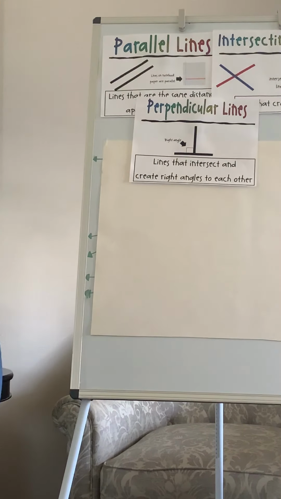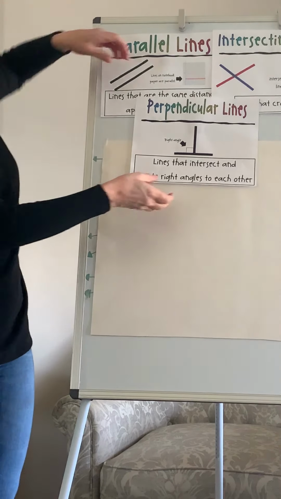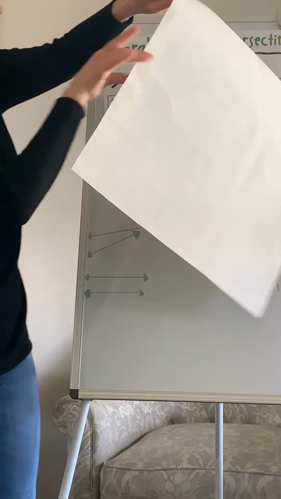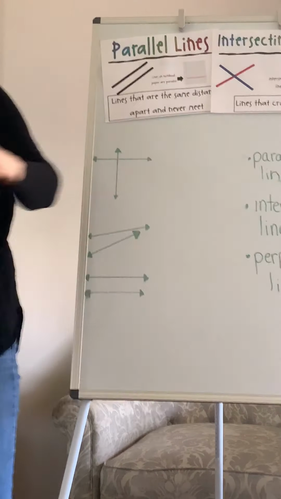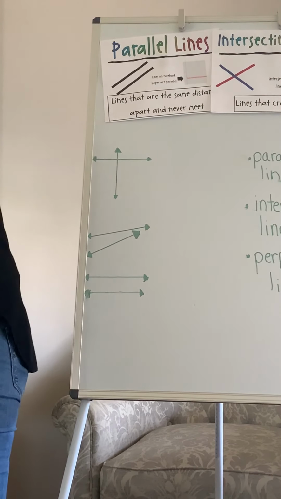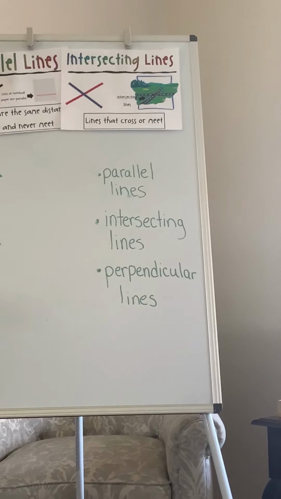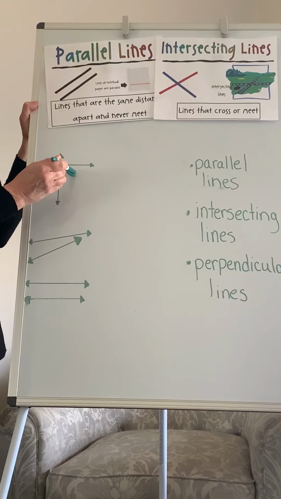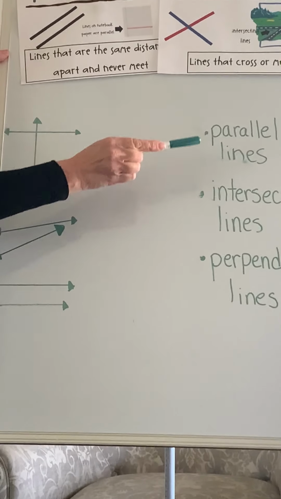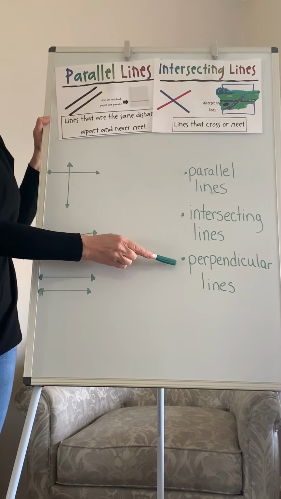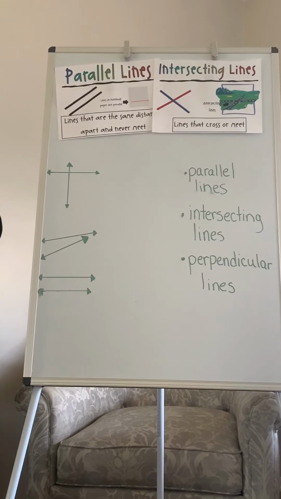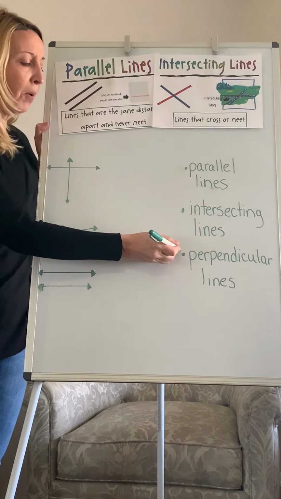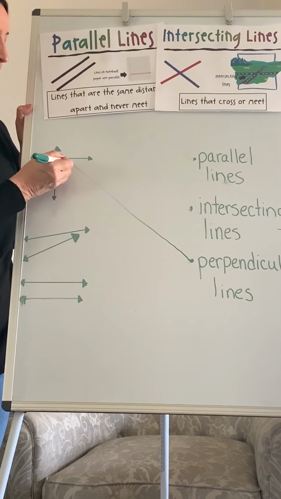Now we're going to play a little game or have a little practice. I have three sets of lines here. Look at this first set. Would you say this is parallel, intersecting, or perpendicular? I'm going to give you a second. If you said perpendicular, then you are correct.